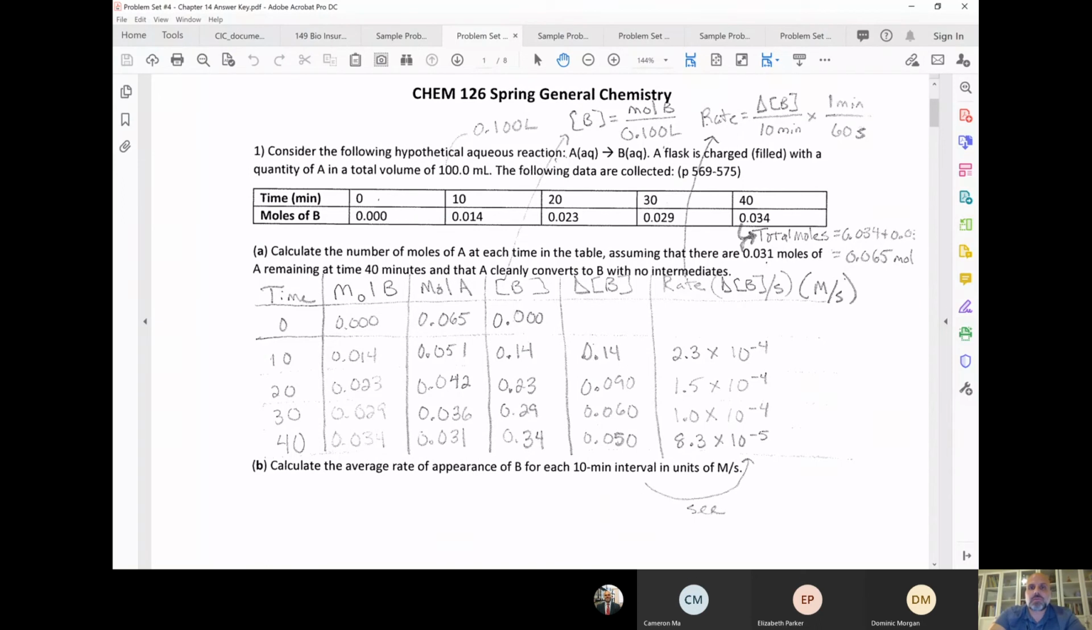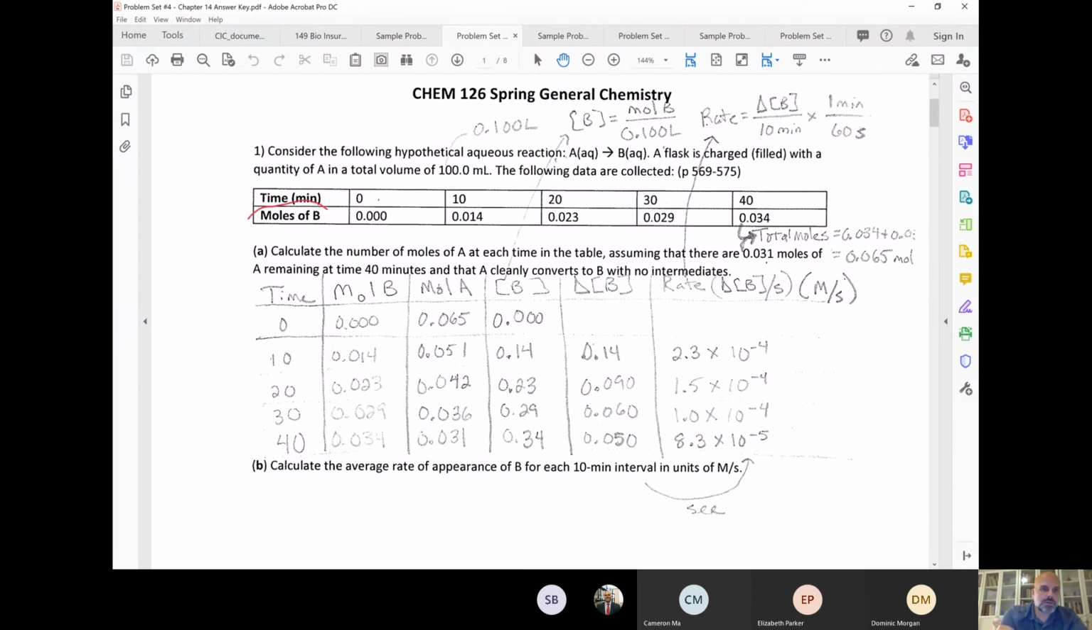I remember this problem. This one was designed to challenge you. All right. So it says, consider the following hypothetical aqueous reaction of A going to B. A flask is charged. Charging just means filling with a quantity of A in a total volume of 100 milliliters. And the following data are collected, right?